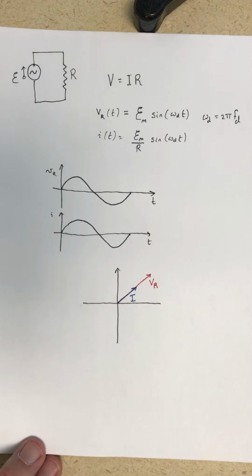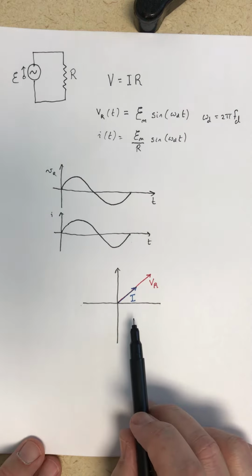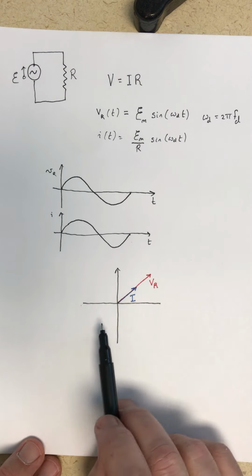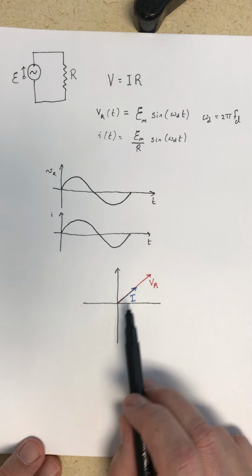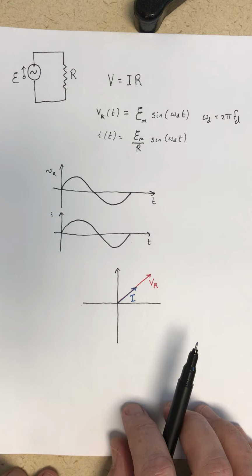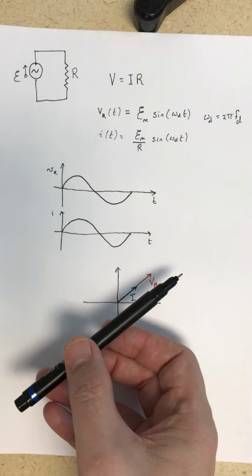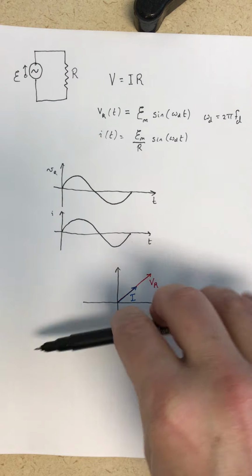If all we have is a resistor in our AC circuit, that's all there is. There will be a varying voltage, there will be a varying current, but the voltage and the current all change with the same phase. So these phasors are just going to rotate around counterclockwise.